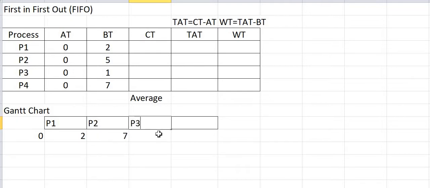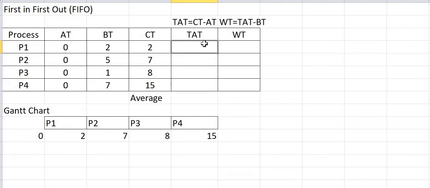Now the third process arrives. It has only one burst time. So from 7, if it takes 1 millisecond, it ends by 8 milliseconds. The final process which enters into the CPU is P4, which takes 7 milliseconds inside the CPU. So 8 plus 7, overall it is 15. So let's check the completion time of each process. The first process completes by 2 milliseconds. The second process completes by 7 milliseconds. The third process completes by 8 milliseconds. And the fourth process completes by the 15th millisecond.